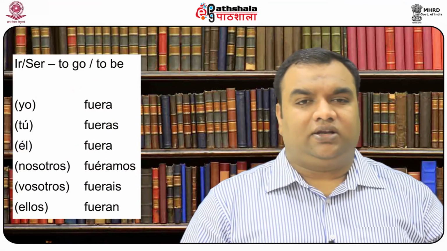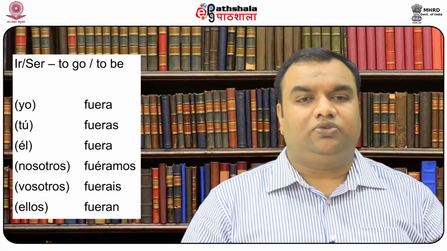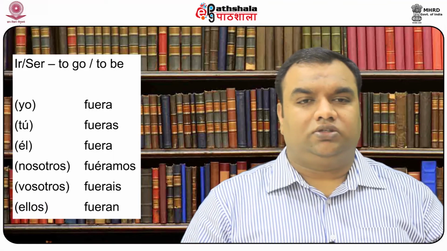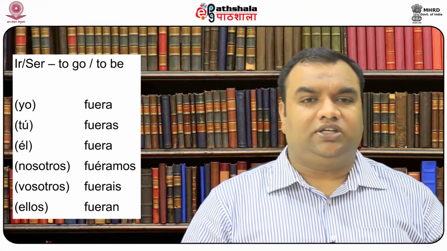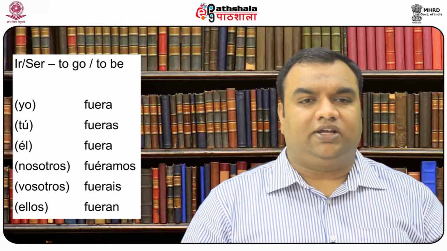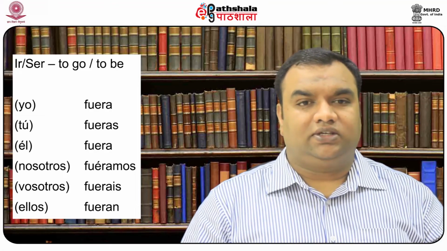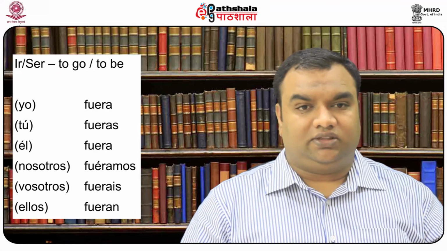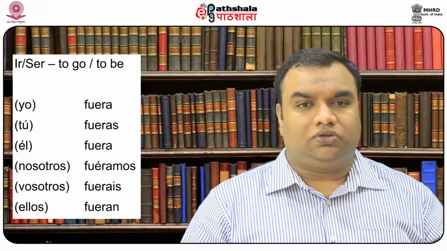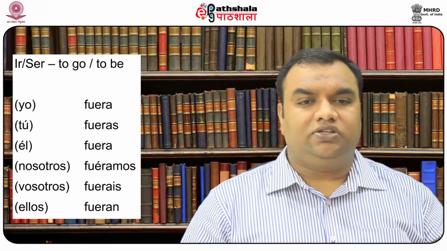Ir and ser, both in the third person plural of the preterite, are conjugated as fueron. So, in the imperfect subjunctive, the conjugations are yo fuera, tú fueras, él, ella, usted fuera, nosotros fuéramos, vosotros fuerais, ellos, ellas, ustedes fueran. The next verb, conducir, means to drive.